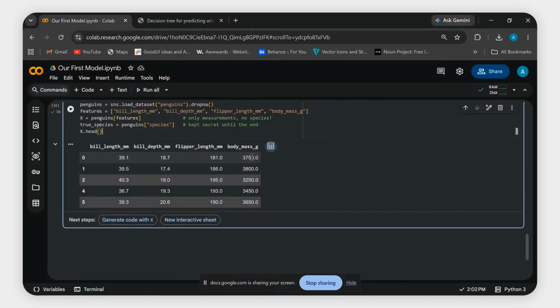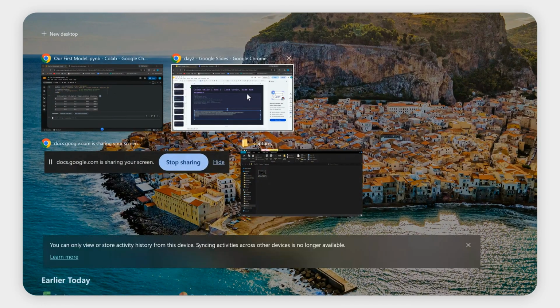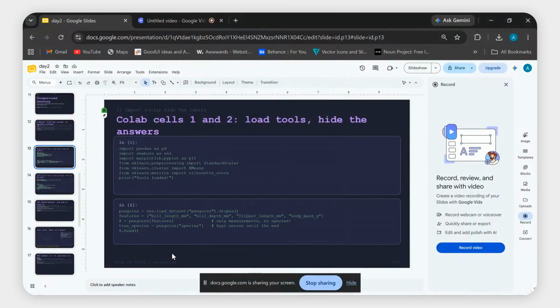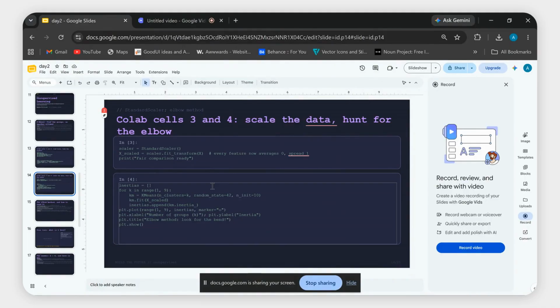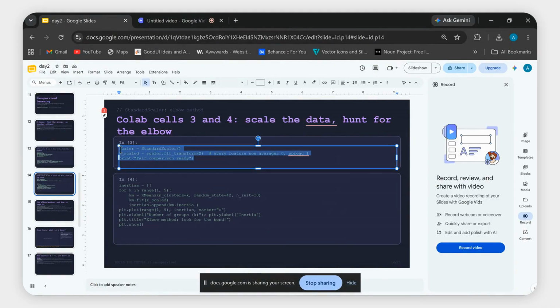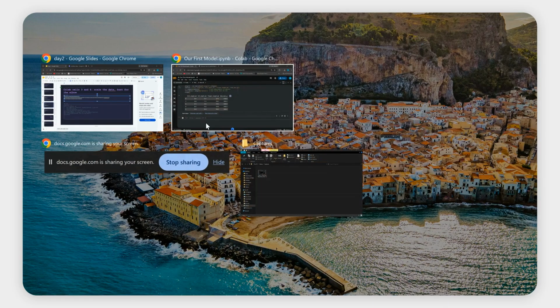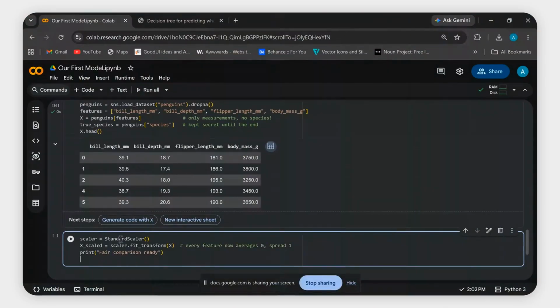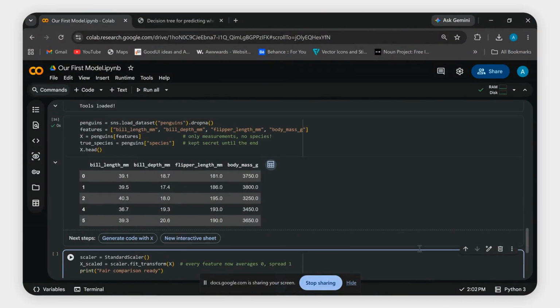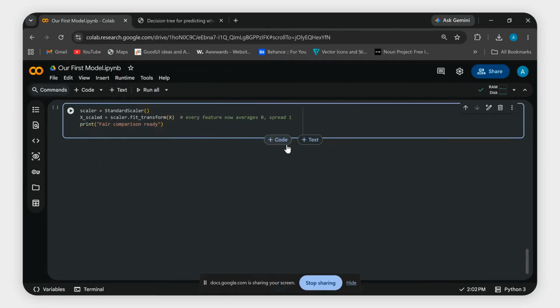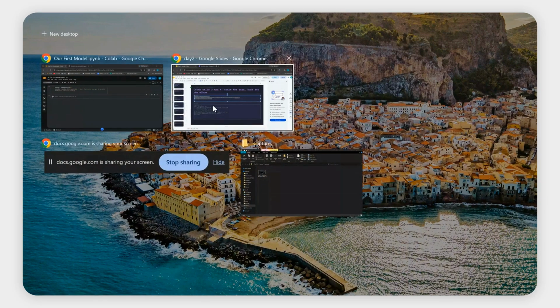We can notice that the computer has no idea now that there are three categories of species, but our job now is to identify if the computer can locate these groups. So let's go back to our cells and copy cell 3. Yes, StandardScaler. We'll copy cell 3 and cell 4 together. Let's copy cell 4 too.